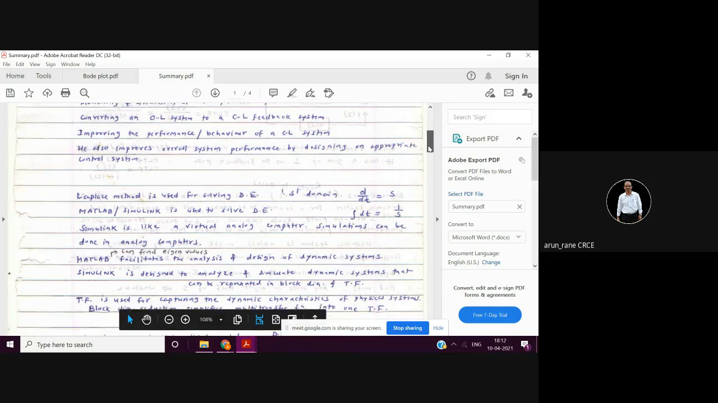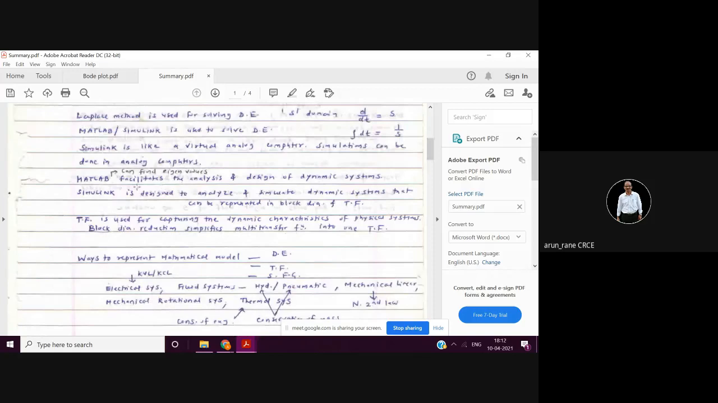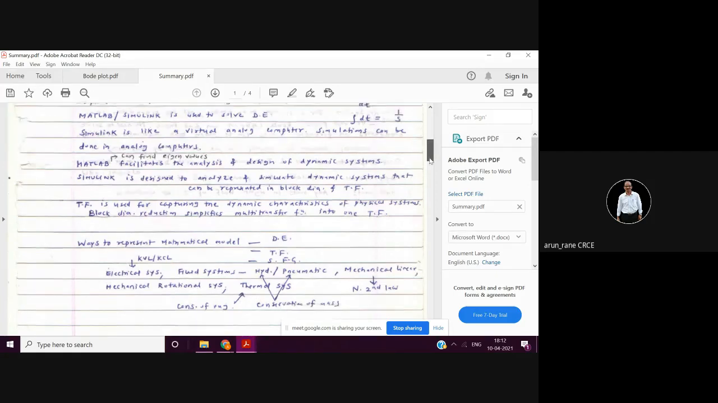MATLAB can also be used to find the eigenvalues. So what is the use of MATLAB? It facilitates the analysis and design of dynamic systems. So MATLAB is very important software. You try to learn that.